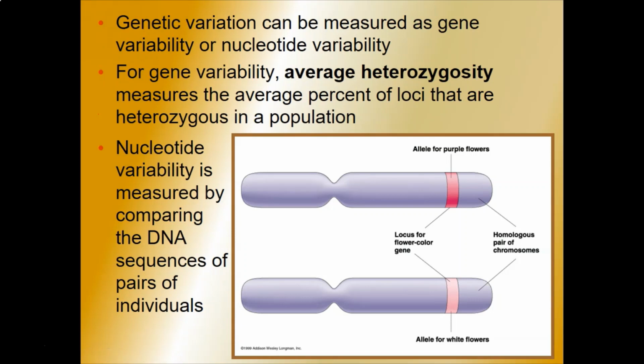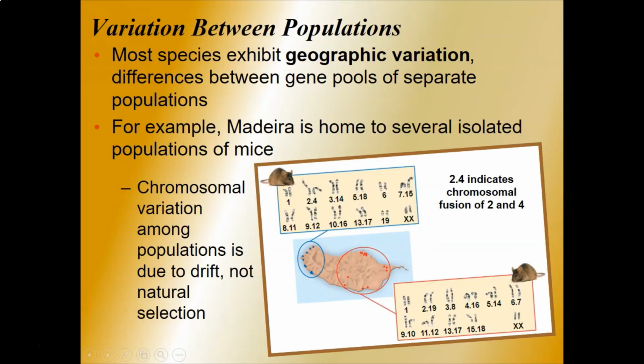So genetic variation can be measured as gene variability or nucleotide variability. Okay, so for gene variability, and we're going to look at both of these today, you can, for example, look at something like average heterozygosity in a population. So how many people in a population are heterozygotes? Sure, we could look at something like that. Or we can actually sequence people's DNA and look at the A's, T's, C's, and G's and see what's going on there as well. So we could look at nucleotide variability.